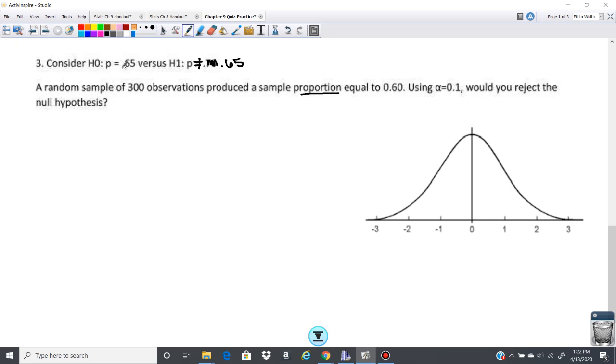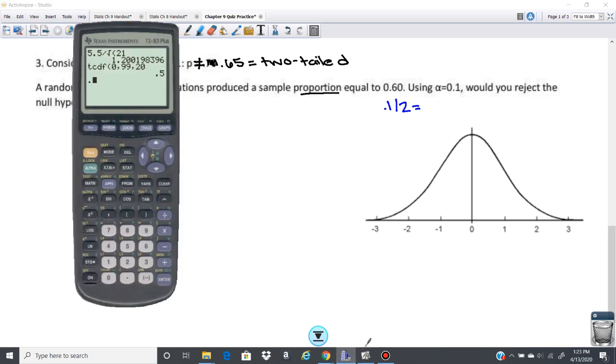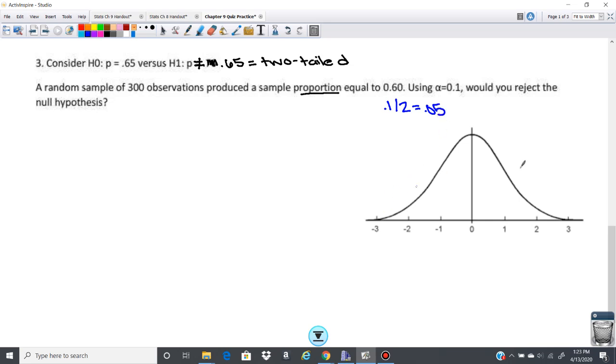Here's your null. P is equal to 0.65. This is a two-tailed test because you've got the P is not equal to. So for P is not equal to, this is two-tailed. Okay, so let's get those critical values so we can go through and do this. For a two-tailed test, and we're using Z, proportions we use Z, you're going to take the significance level, so the 0.1, divide that by 2, so that should be 0.05. So 0.05, and you've got 0.05 on either side here.